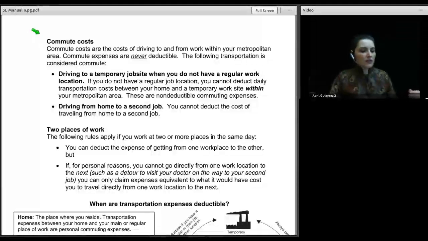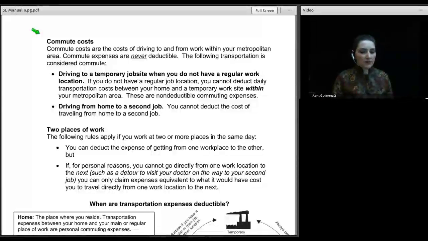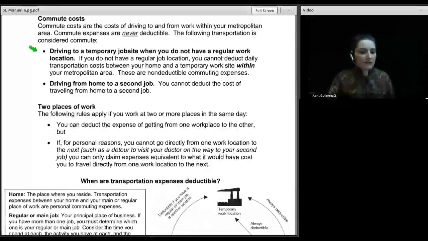And IRS says when you do go from home to your regular job, that's commute, is never deductible. And IRS says if you cannot show that you have a regular workplace and you're driving from home to whatever place you happen to be working for that day, that also is commute and is non-deductible. And IRS says the following is commute.